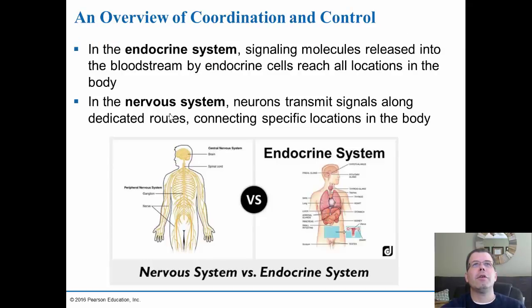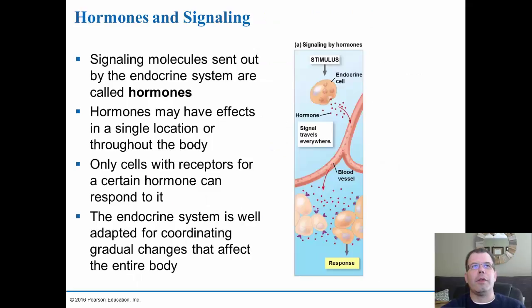So like I said, the endocrine system signals are released in the bloodstream by the endocrine cells, and they reach all locations, whereas the nervous system transmits signals along dedicated routes. So again, the nerves connect to specific locations in the body. That's one of the differences between these things. Again, this kind of has a highway system, whereas this one uses an already dedicated system in the blood for control of the body.